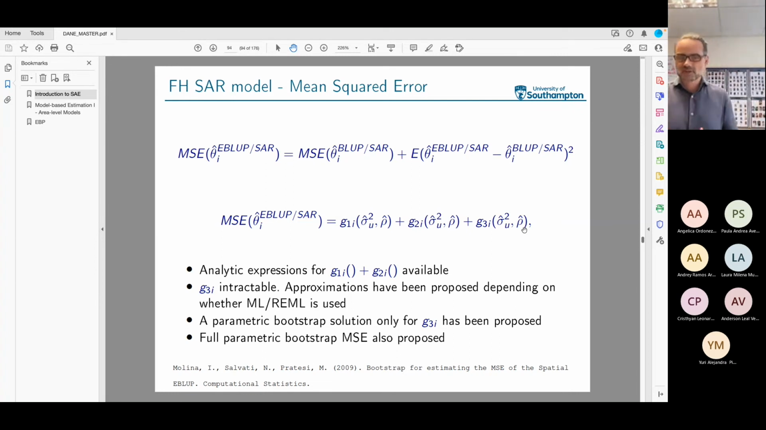So there have been different approximations proposed in the literature, depending on what kind of method you use to estimate sigma squared u and rho. But generally speaking, this third term is a lot more difficult to estimate. And in order to estimate that, there have also been parametric bootstrap solutions proposed, either fully parametric bootstrap methods or parametric bootstrap solutions for getting an estimate of G3. Now there is a paper written by Isabel Molina, Nicola Salvati, and Monica Pratesi in 2009. That paper specifically focuses on bootstrap for estimating the mean squared error of the spatial EBLUP, and it was published in Computational Statistics.